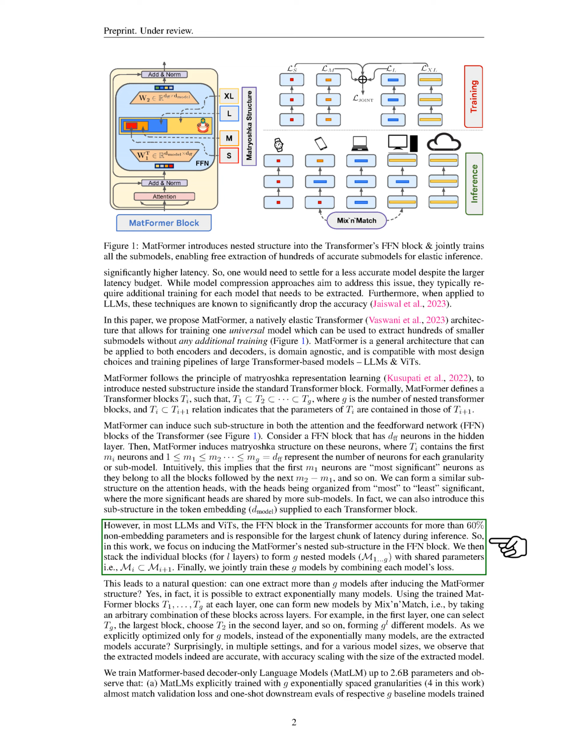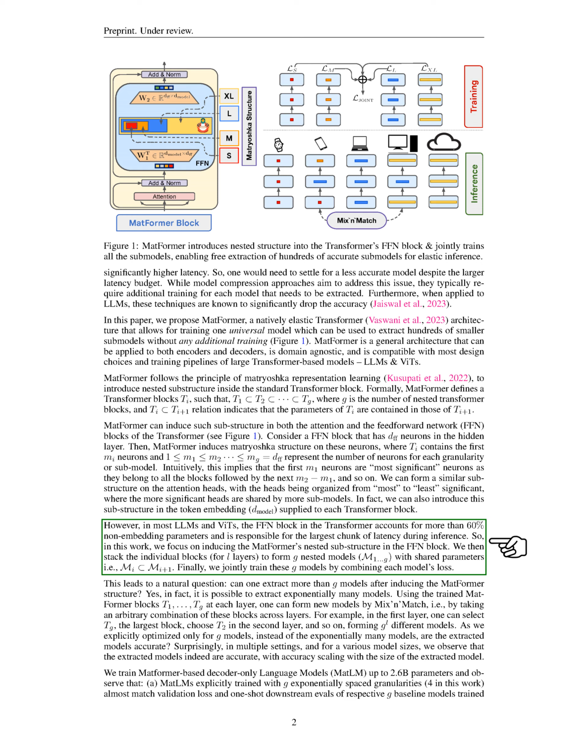However, in most LLMs and ViTs, the FFN block in the transformer accounts for more than 60% of non-embedding parameters and is responsible for the largest chunk of latency during inference. Therefore, in this work, we focus on inducing the MatFormer's nested substructure in the FFN block. We then stack these individual blocks to form nested models with shared parameters, which we train jointly by combining each model's loss. This leads to a natural question: can we extract more than these nested models after inducing the MatFormer structure? The answer is yes.